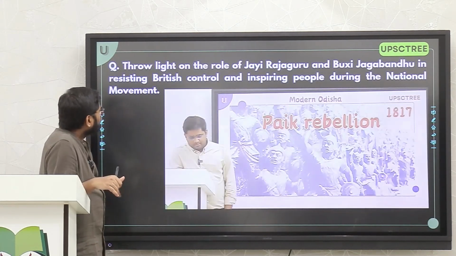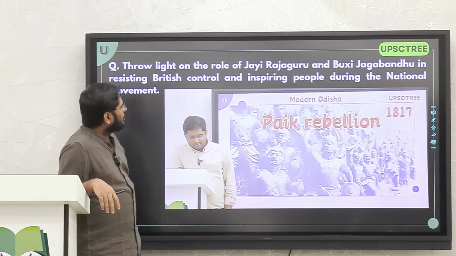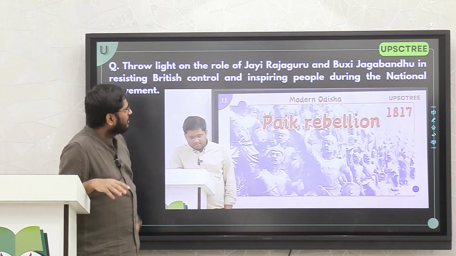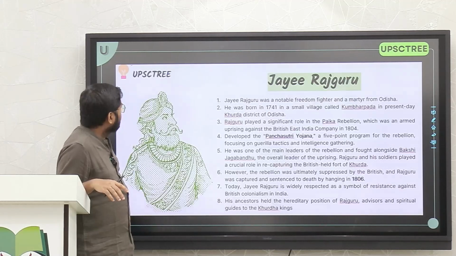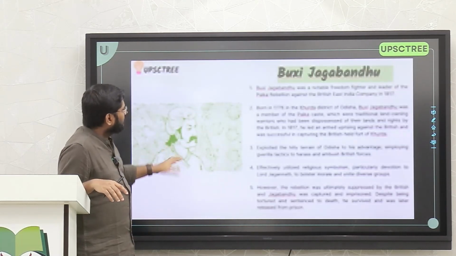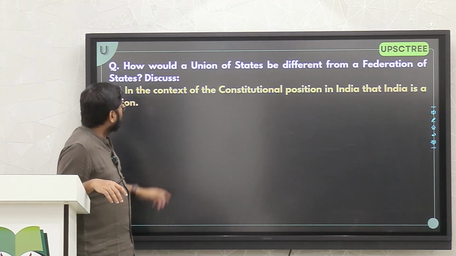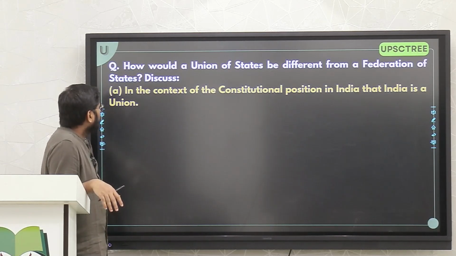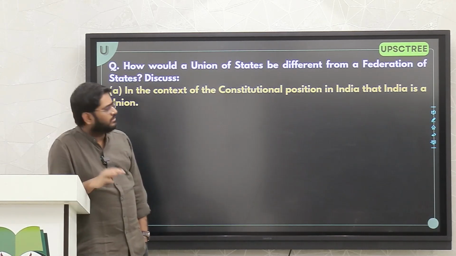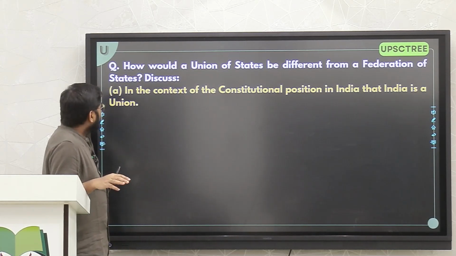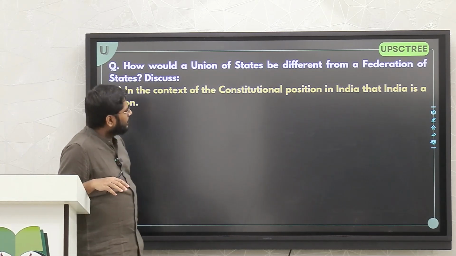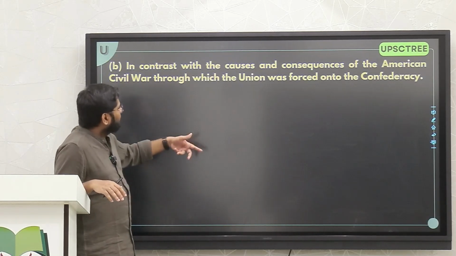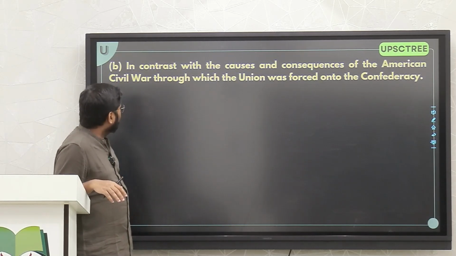Moving on, throw light on the role of Jai Rajguru and Bakshi Jagabandhu. This one is an easy one, discussed in the classes. Jai Rajguru material was also given, and Bakshi Jagabandhu. Now, how would a union of states be different from a federation of states? Discuss. You have to explain your Indian brand of federalism, in the context of the constitutional position in India, that India is a union. Indian brand of federalism, how it is different from the American brand of federalism.